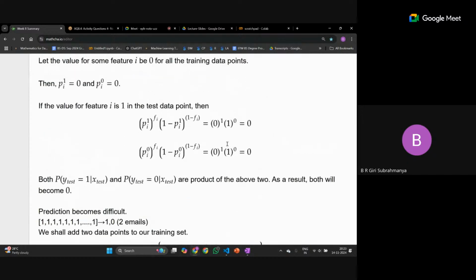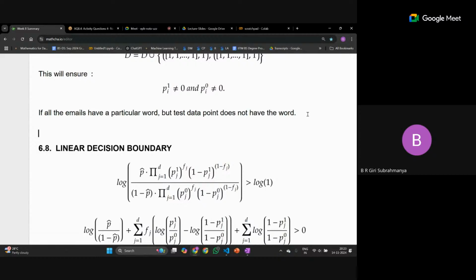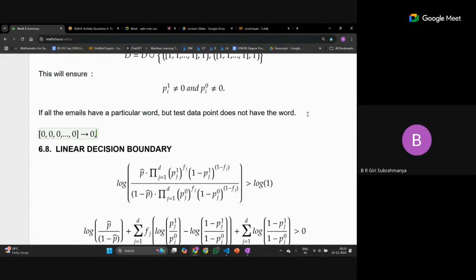This is once again an issue, right? So in this case, what will you do? You add 0, 0, 0, 0 for all the features, with label being 0 and label being 1. So with label as 0, you add one data point, 0, 0, 0. With label as 1, you add another data point. So this will take care of this issue.